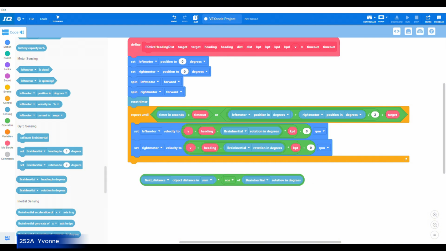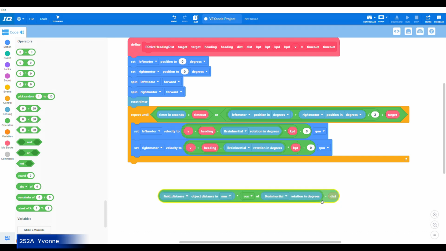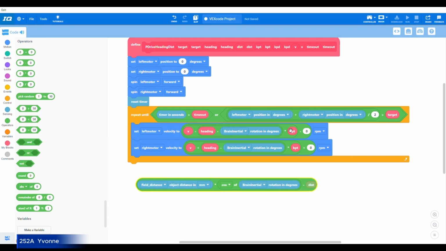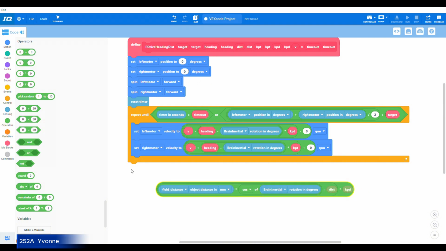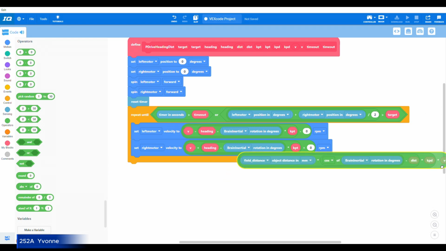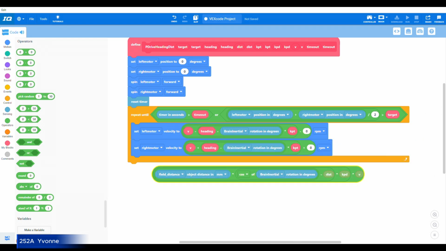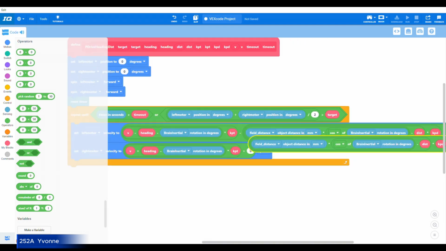We will subtract the distance from this, and then we multiply our KP value. Note that this KP is different from this KP as we are not talking about the same thing anymore. So multiply this by KP, and then in the end, we'll multiply this by the velocity. And then we can just directly use it. And it should be the same for the right motor as well.